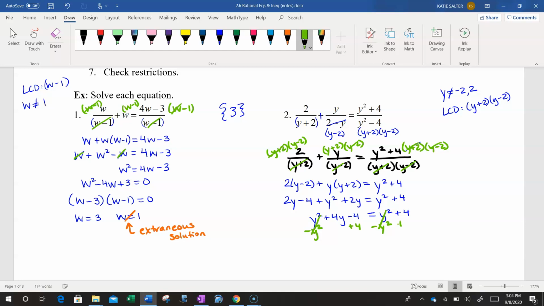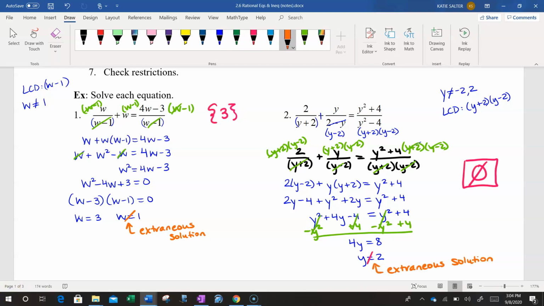So I'm going to add 4 to the opposite side. So that leaves us with 4y is equal to 8. And when we divide each side by 4, we get y is equal to 2. But then we need to make sure we check our restrictions, and we can see that one of our restrictions is 2. So since 2 cannot be an answer, in this case, our actual solution is going to be no solution.